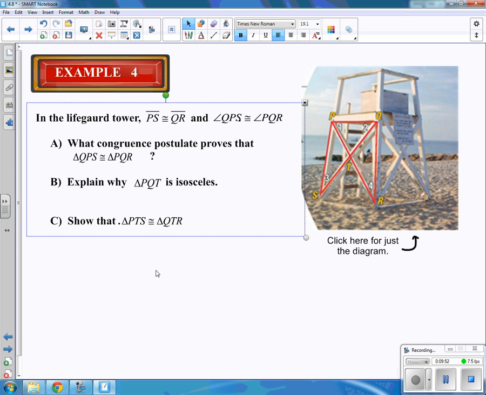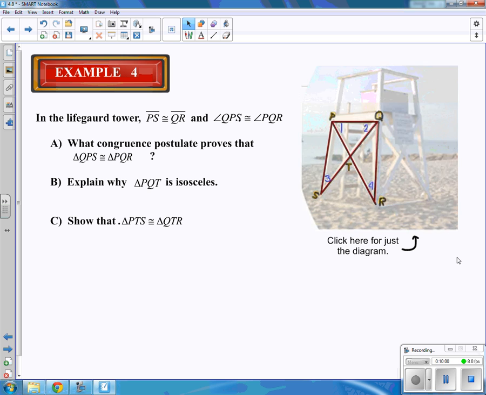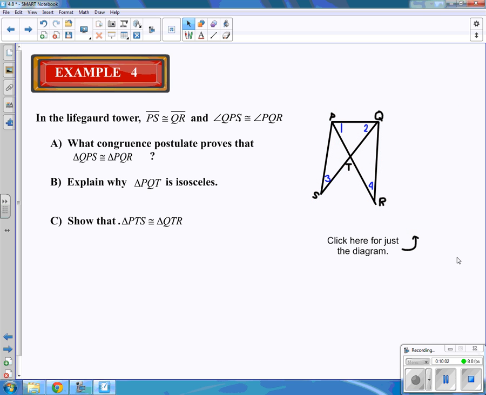So we had some information given to us at the top. Again, feel free to give this one a try on your own. And if it helps, sometimes just seeing the diagram without the picture can improve your understanding.